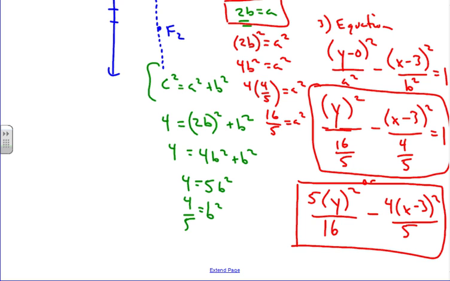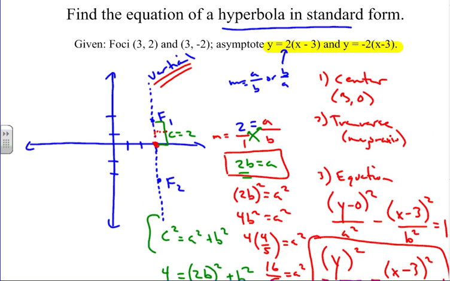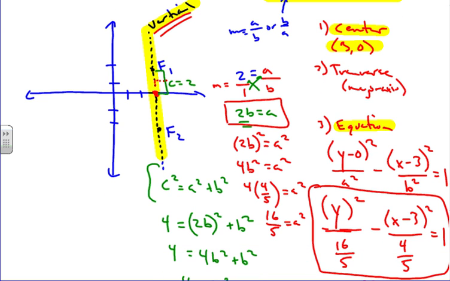So, a recap. To figure out the equation of this hyperbola, what we did was we graphed it out first. We identified where the center was, which was 3, 0. From there, we identified that the major transverse axis is vertical. So we knew from our equation that we'd be writing it like so.